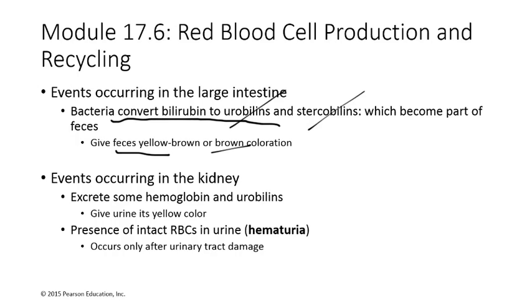Now, there are also events occurring in the kidney. The kidney will be excreting some hemoglobin, not very much, a little bit. So that's going to give your urine its yellow color. And typically, you would never see intact blood in your urine. If you do see blood in your urine, it's typically after there's been some sort of damage or infection to the urinary tract.